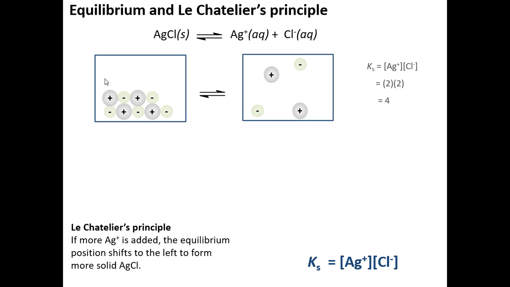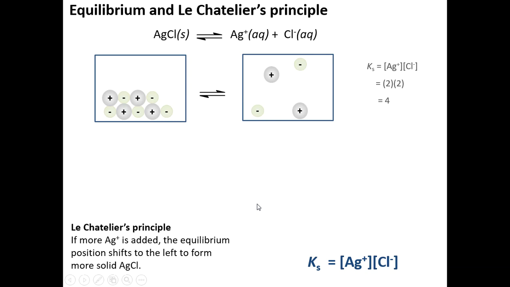Although this should be all one big beaker, I've drawn the silver chloride when it's present as a solid on the left-hand side as a reactant, and the ions on the right-hand side as products. Now, just using these values to plug into a Ks, just to show what's happening, if I have 2 silver ions and 2 chloride ions, I could say my Ks value is 4, because I multiply the concentration of my silver ions with the concentration of my chloride ions.